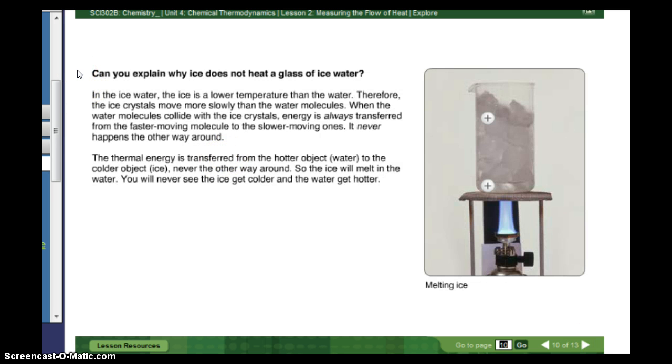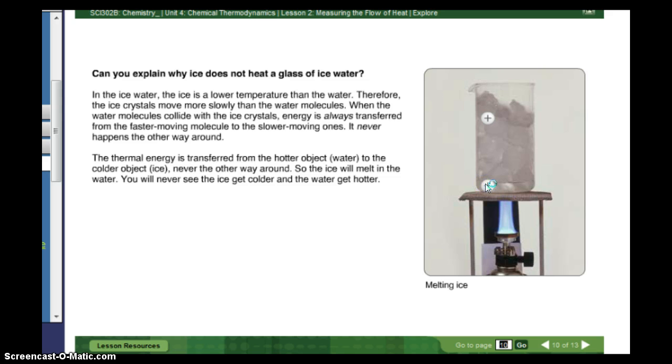Can you explain why ice does not heat a glass of ice water? In the ice water, the ice is a lower temperature than the water. Therefore, the ice crystals move more slowly than the water molecules. When the water molecules collide with the ice crystals, energy is always transferred from the faster moving molecules to the slower moving molecules. It never happens the other way around. The thermal energy is transferred from the hotter object, water, to the colder object, ice. Never the other way around. Do you get that that's a key point since they keep saying it? High to low, warm to cold. So the ice will melt in the water. You will never see the ice get colder and the water get hotter.